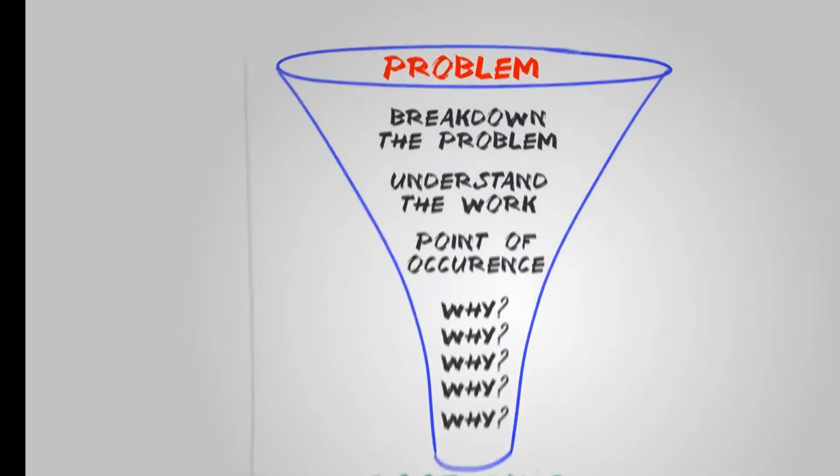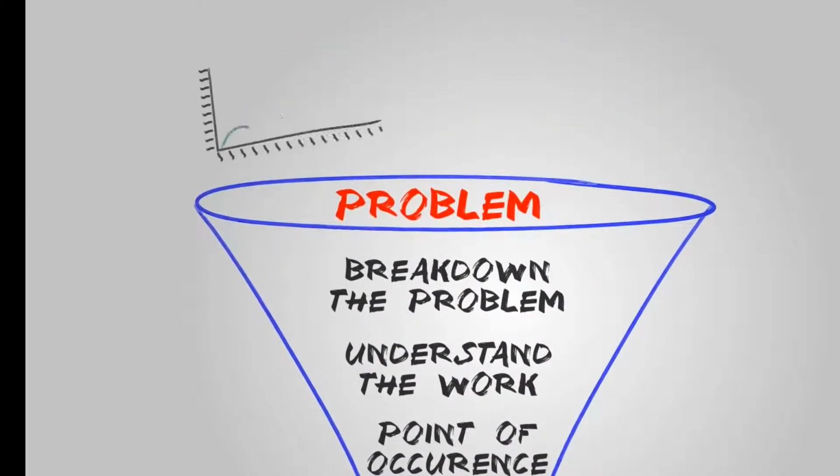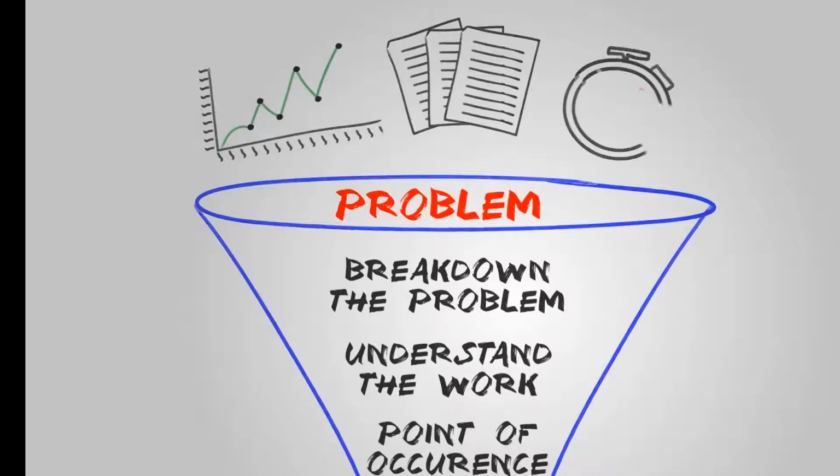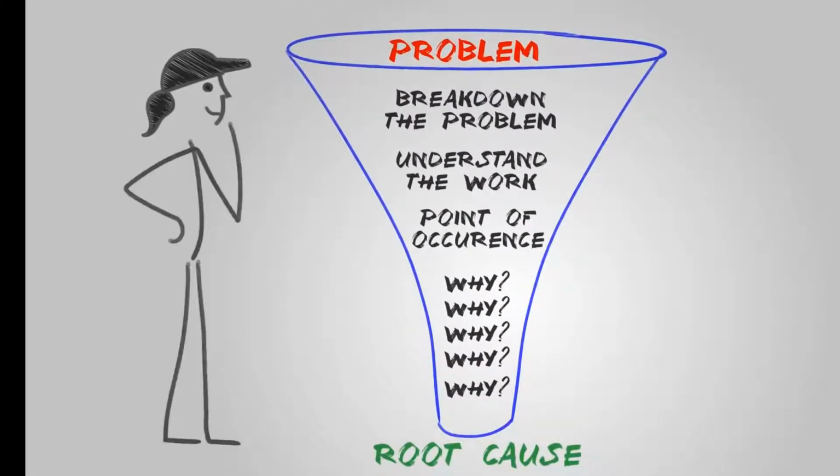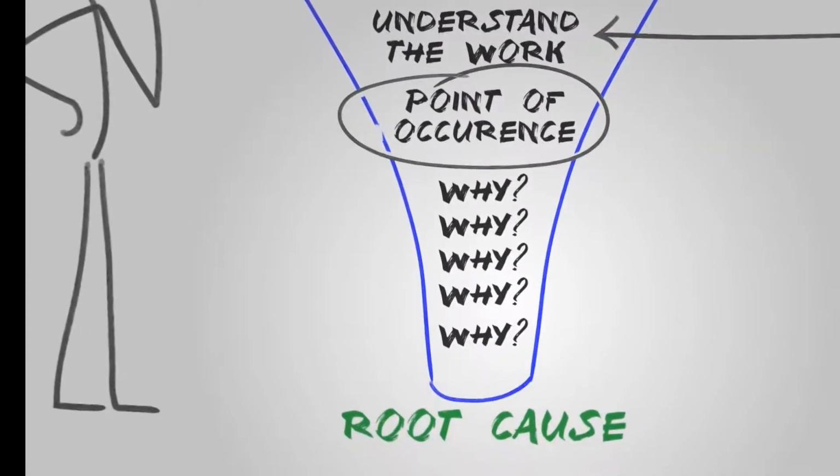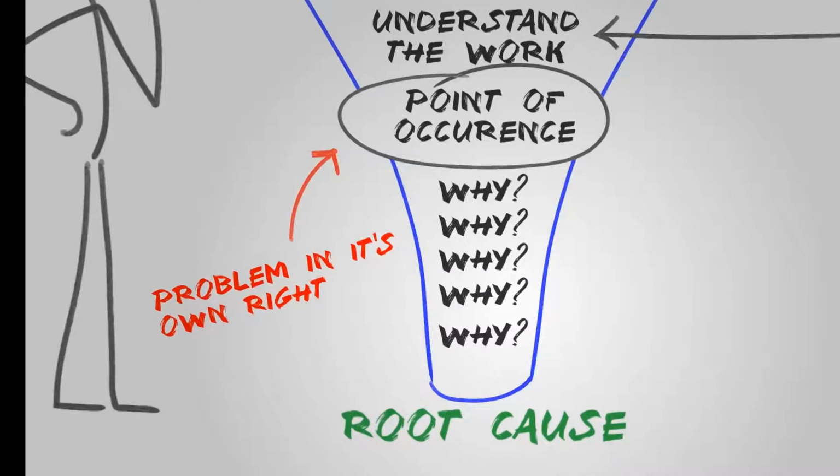What we want to do is break the problem down to understand it, get some data, get some facts, look for patterns. And from there, that means understanding the work. This is certainly a characteristic of lean problem solving, which is to deeply go and observe and understand the work. From there, we can identify a point of occurrence, also sometimes called the direct cause. Can also be thought of as a problem in its own right.